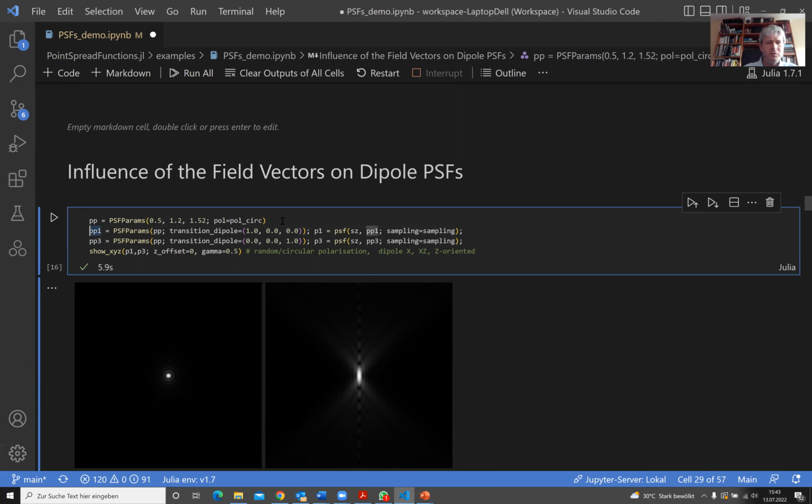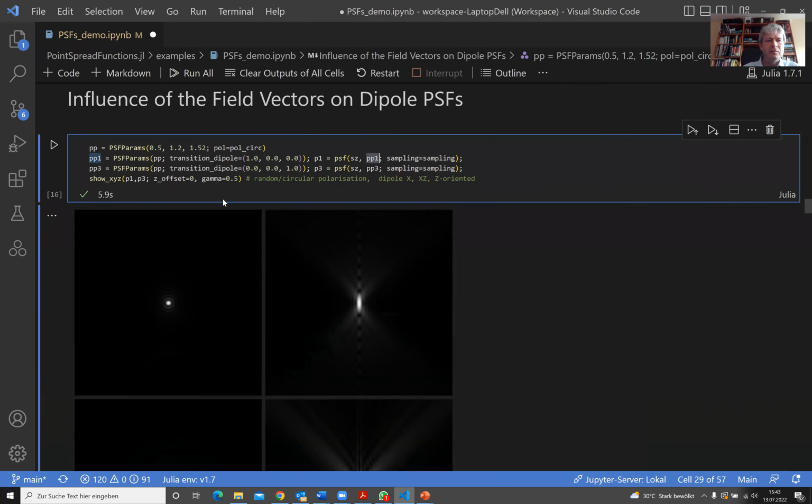So if you want to do that, you give this PSF parameter structure an additional argument called transition dipole, and you can specify the direction of that dipole, and then it will calculate a point spread function for you that uses this dipole. As you see here, we now use the intensity point spread function directly to calculate the PSF with the size parameter and the various structure, and then you can see here the result.